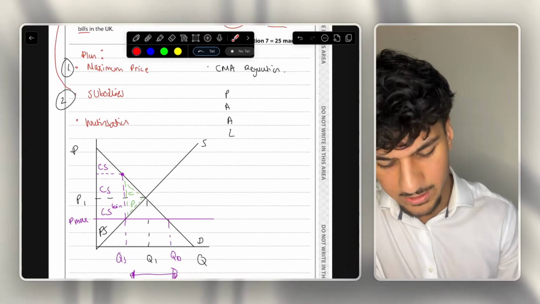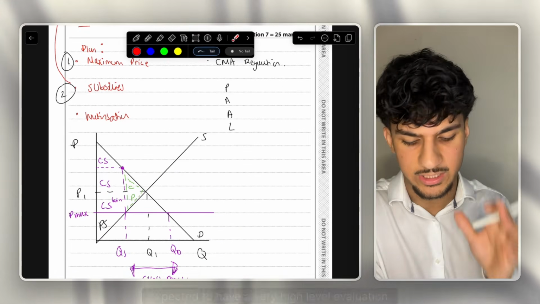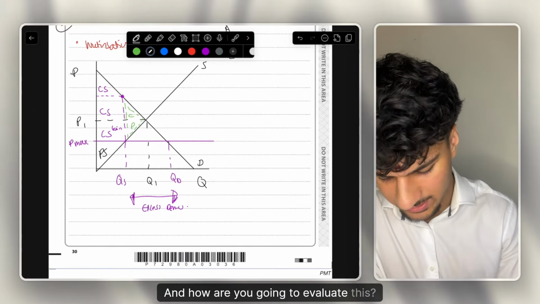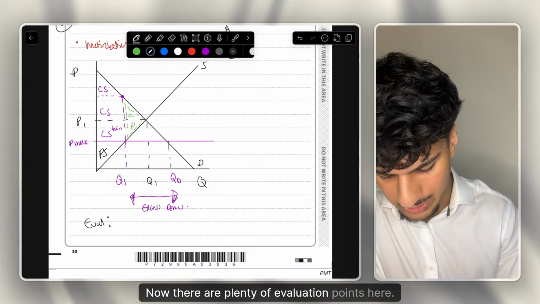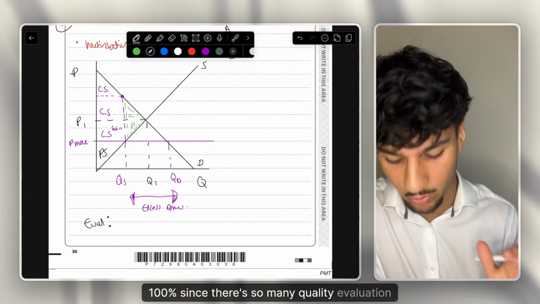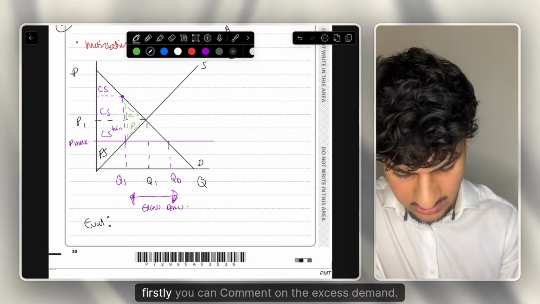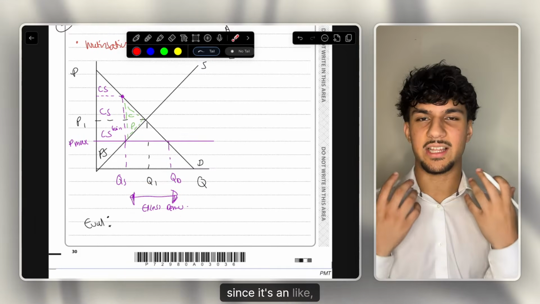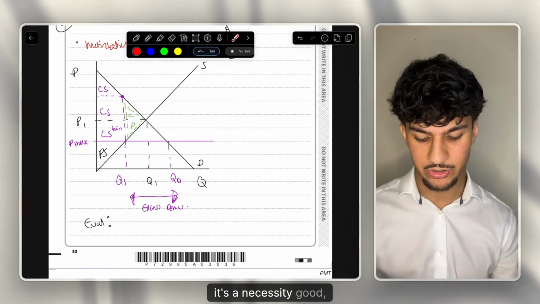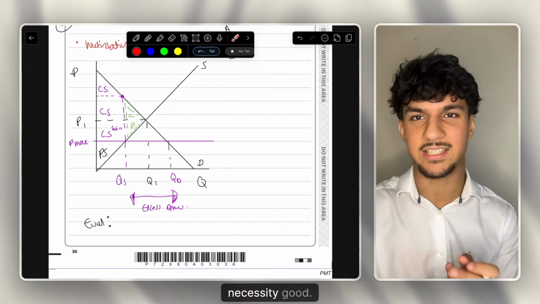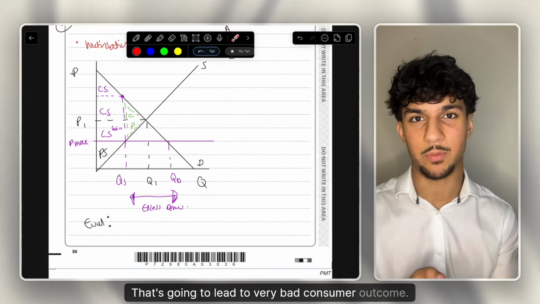And then, of course, in your 25 marker, you will be expected to have a very high level of evaluation. And how are you going to evaluate this? Now, there are plenty of evaluation points here. I would aim for 2 to 3 here, 100%, since there are so many quality evaluation points. Number one, firstly, you can comment on the excess demand, like I said previously. Since it's a necessity good, there's excess demand, so basically there's not enough supply of a necessity good. That's going to lead to very bad consumer outcomes.